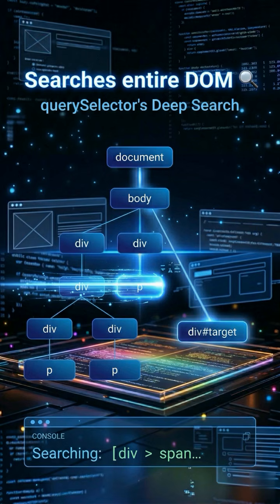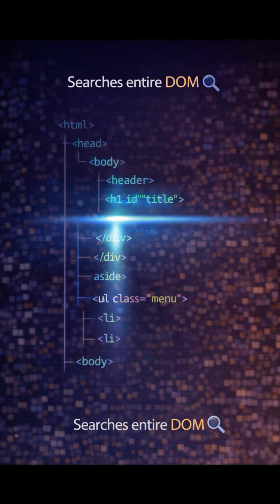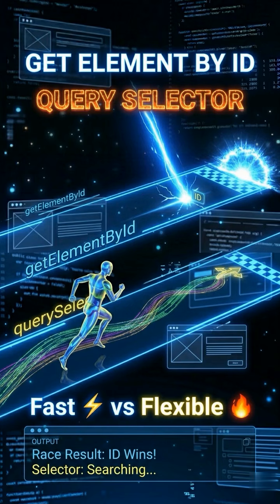But here's what most developers miss: querySelector actually searches through the DOM to find the matching element, and because of that it is slightly slower compared to getElementById. Now think about this: if you already know the ID, why use something that searches everything? That's where beginners go wrong.